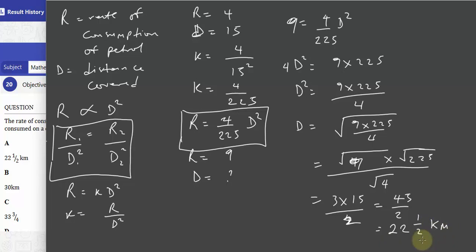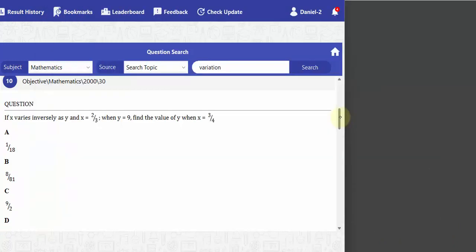So let's take a look at another question. If x varies inversely as y and x equals 2 over 3 when y equals 9, find the value of y when x equals 3 over 4.